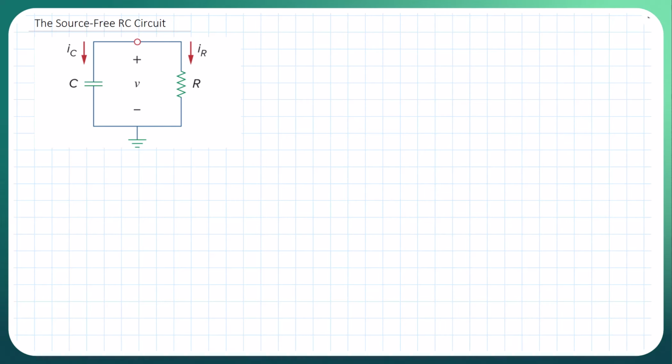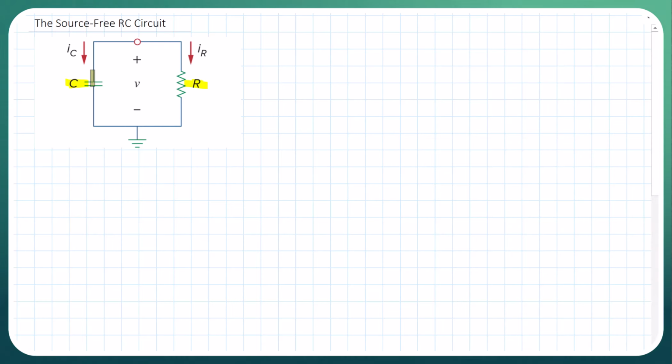All right, let's introduce the source-free RC circuit and discuss some of the qualities or characteristics of it. As we see here in this diagram, we have a capacitor and a resistor, and that's where we get the RC notation, or RC circuit. And a source-free RC circuit occurs when its DC source is suddenly disconnected.